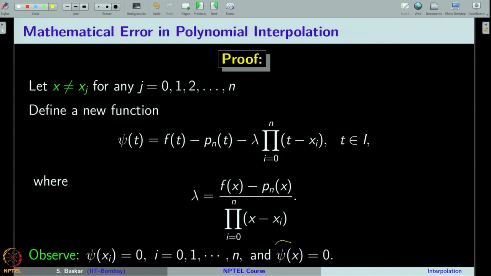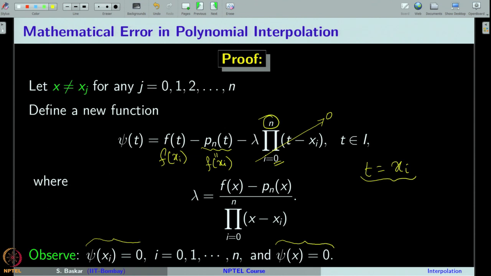Well, we have seen that x is a 0 for the function psi. You can also see that all the nodes x0, x1 up to xn are also zeros of the function psi. Why is it so? When you take t equal to xi, this term will go to 0 for any i equal to 0, 1, 2 up to n, right? Any such choice will make this term 0, and this will be f of xi, and this is an interpolating polynomial at the node points. Therefore, this will also be equal to f of xi thanks to the interpolation condition. Therefore, psi will vanish at all the node points.